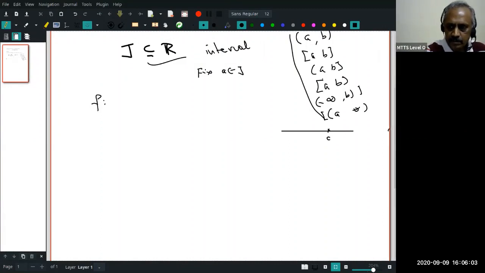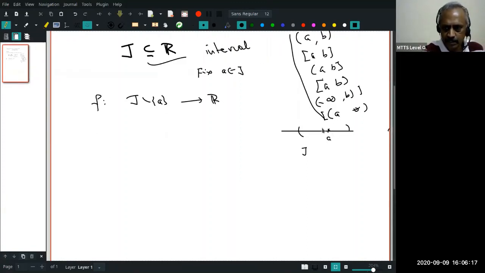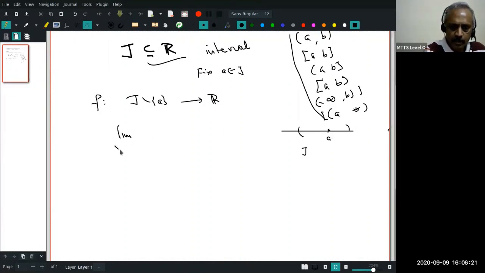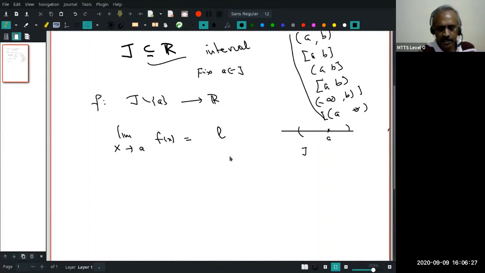I'm looking at this as though it is an interior point, but that does not matter. And suppose F is a function from the interval J, but at A it's not defined, to R. Then what do I mean by limit x tends to A of F(x) exists and it is equal to L? What is the meaning of this?